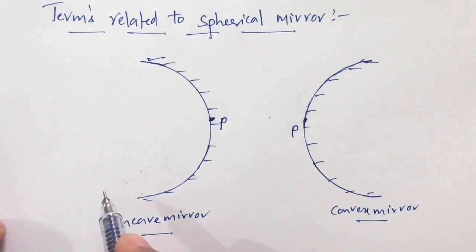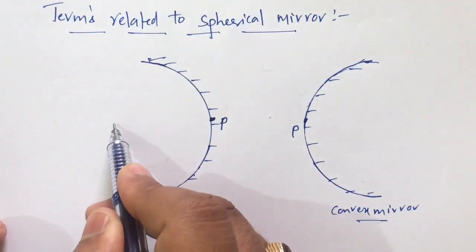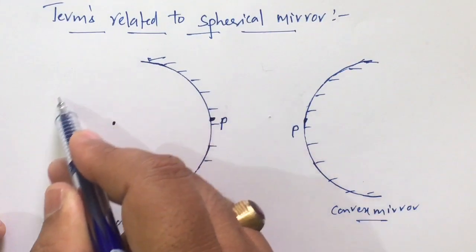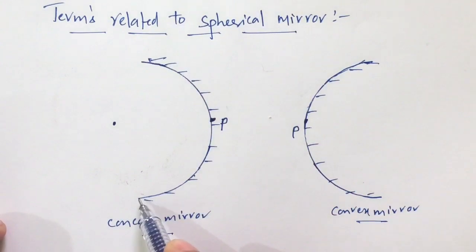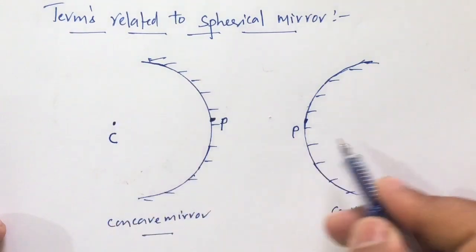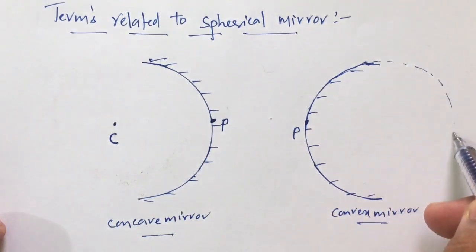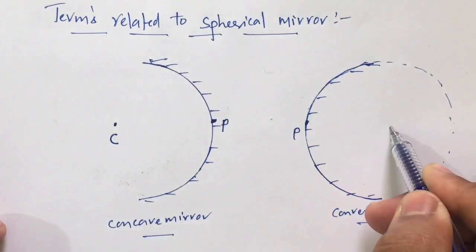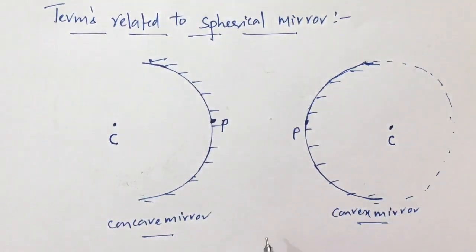The next term is center of curvature. The center of the hollow sphere. This is a hollow sphere, where the concave mirror is a part of that hollow sphere. That center of the hollow sphere we call the center of curvature. If I consider this a hollow sphere, the center of this hollow sphere is the center of curvature. I hope, children, this is clear.